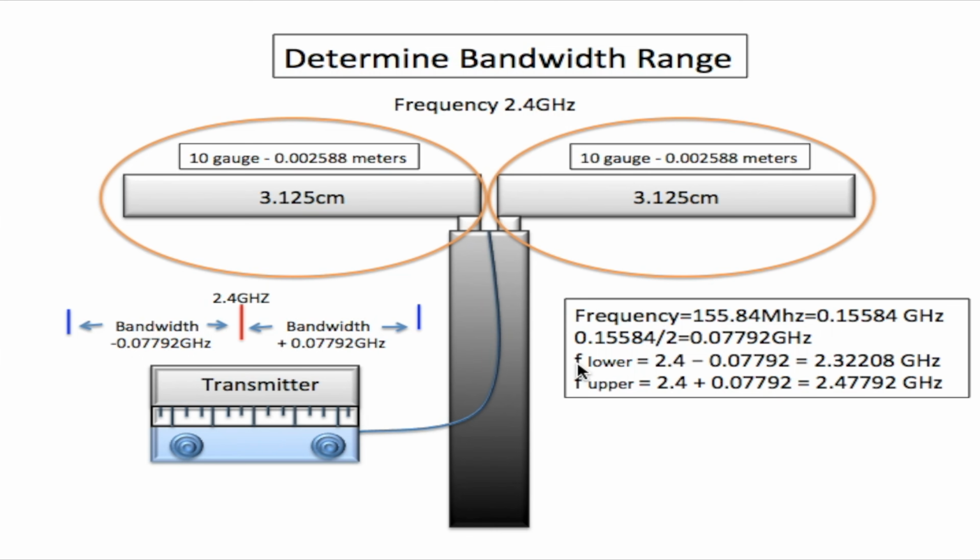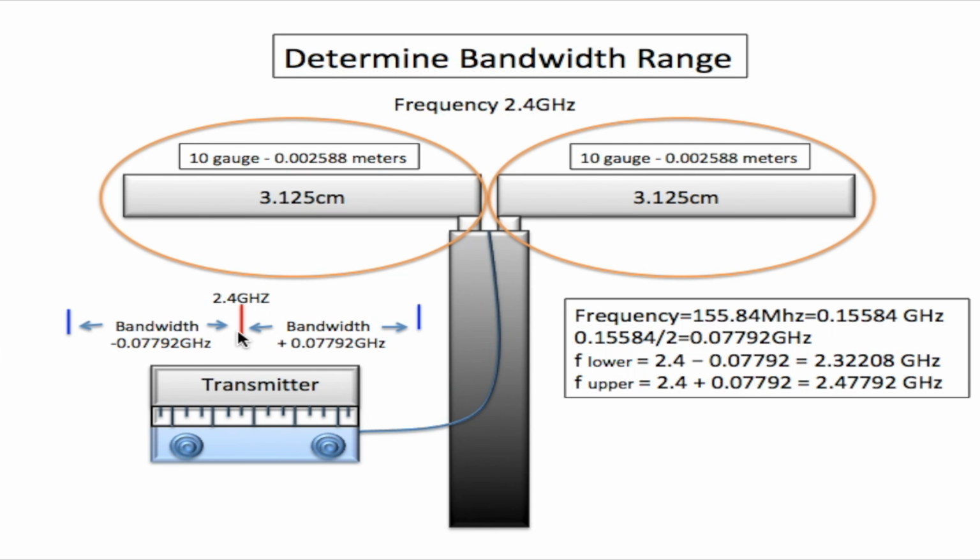So under here I have F lower, which is the negative side of the 2.4 gigahertz, and F upper is on the positive side of the 2.4 gigahertz. So for F lower, I subtract 0.07792 gigahertz from the 2.4, and I get 2.32208 gigahertz. And for the upper frequency, I add the 0.07792 to the 2.4, and I get 2.47792 gigahertz. Now, this is how we get our bandwidth.